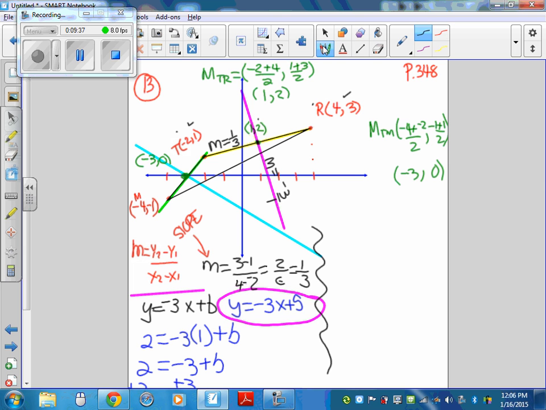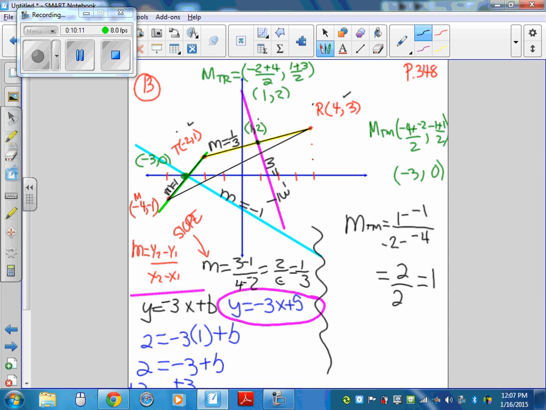So now we're finding the slope of TM. It's 1 minus a negative 1 over negative 2 minus a negative 4, the numerator is 2, and the denominator is 2, so the slope is 1. See where they're getting that? That's of this green line here. So what's the slope of the perpendicular line? -1. This is slope of -1.